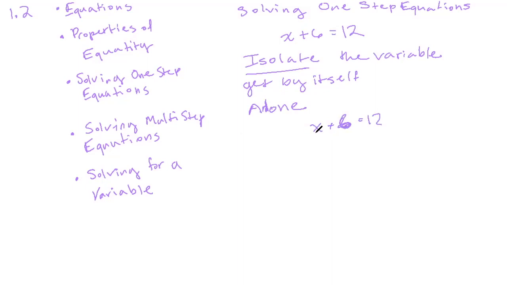equals 12. To get x by itself, we need to do something that's the opposite of this operator plus. Instead of addition, what's the opposite of addition? Subtraction. So we're going to subtract 6 from both sides. Why? Because we're trying to get rid of it. We want x by itself. So we have positive 6 minus 6 is just 0. So that goes away. You're just left with x on the left. And then you have 12 minus 6 is just 6. That's it.